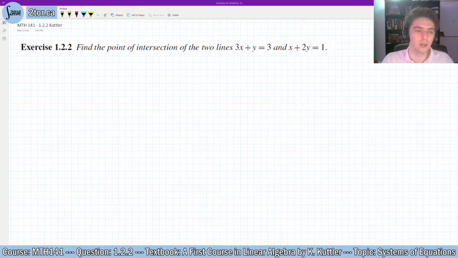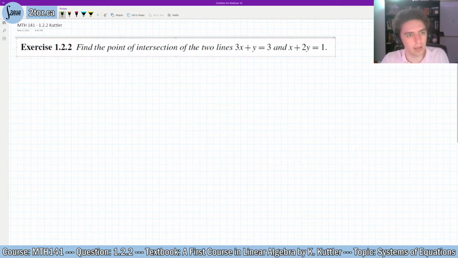Okay, so let's take a look at this question, 1.2.2. Find the point of intersection of the two lines, 3x plus y equals 3 and x plus 2y equals 1. So this is a system of equations, 3x plus y equals 3 and x plus 2y equals 1. So let's write it out as a system.